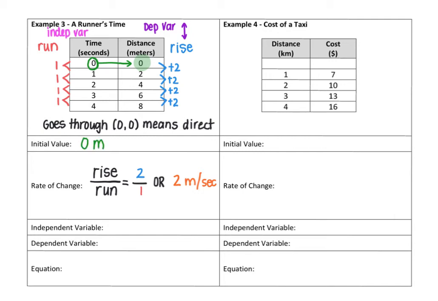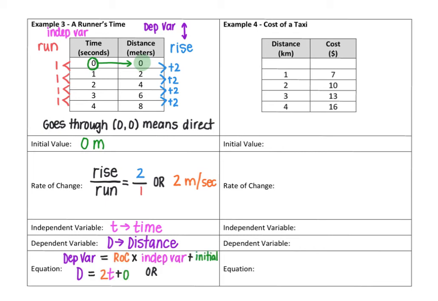Our independent and dependent variables are easy to find in a table because we know that the independent goes in the first column and the dependent goes in the second. So in this case, we'll use D for distance and T for time. Our equation will be D equals 2T plus 0, or we can just simplify this to D equals 2T.